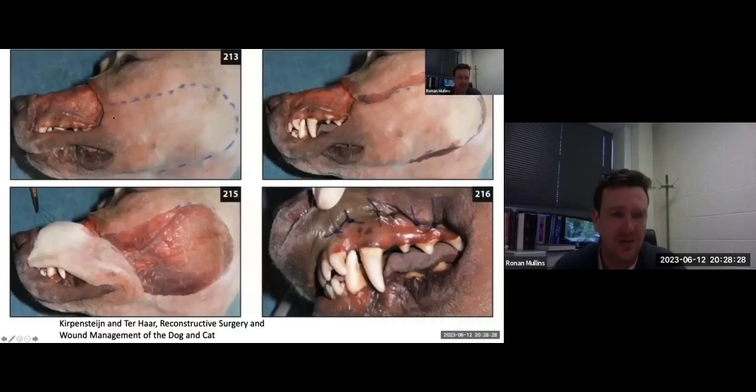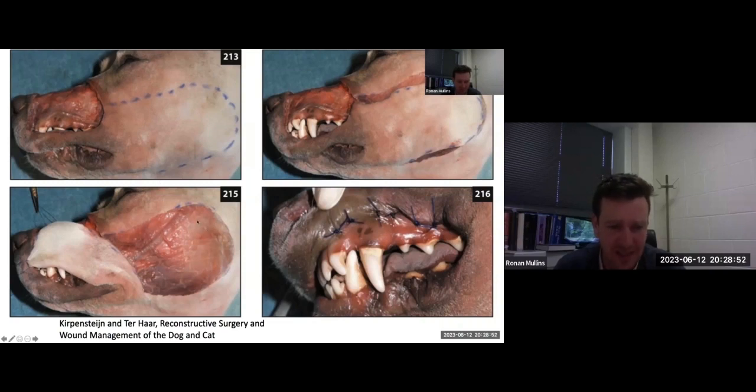So just a nice ex vivo demonstration of the use of this flap. This would be a typical lesion we might be closing in the maxillary region. And this is the outline of the flap, just ventral to the zygomatic arch, back to the ear canal or LC1. And then the ventral boundary of the flap is contiguous with that ventral border of the mandible.